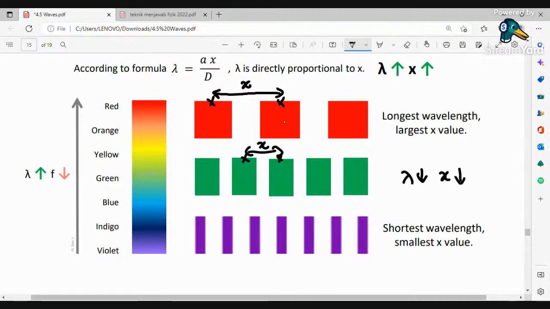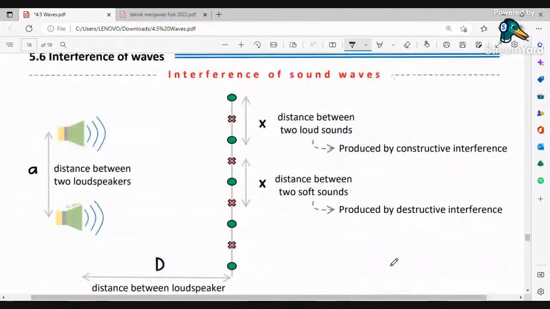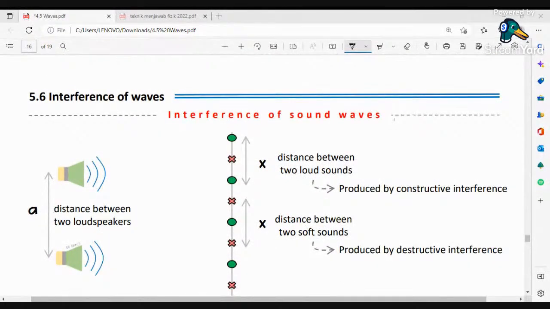Here, the violet color. This is X. So shortest wavelength, smallest X value. So you just memorize the arrangement, the difference in the wavelength according to the arrangement of the 7 colors. This one. If you have questions, you can just write in the comments.